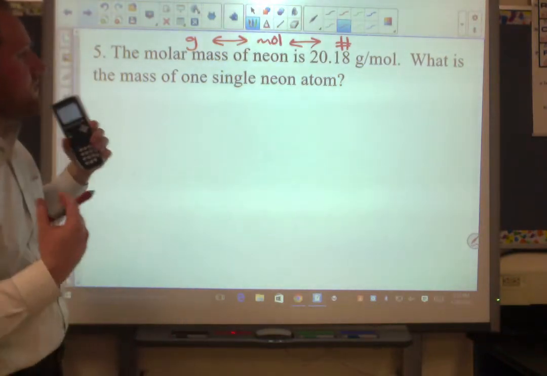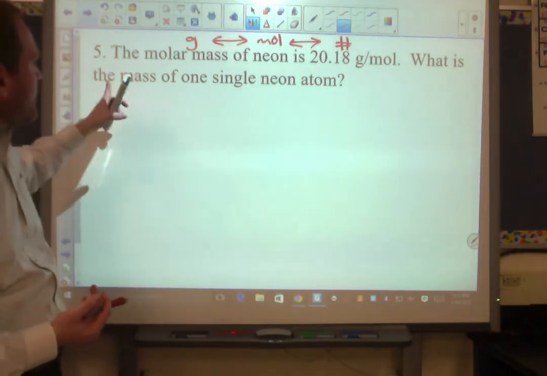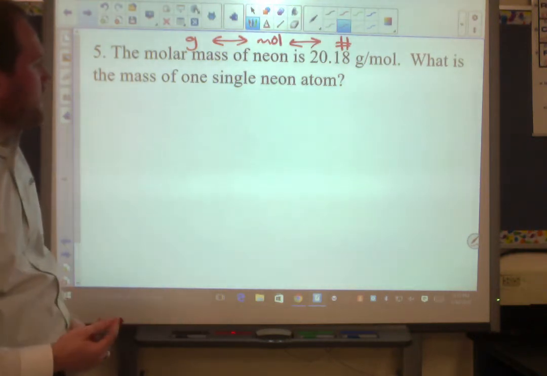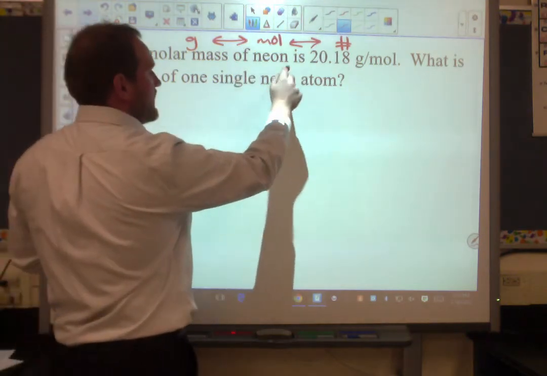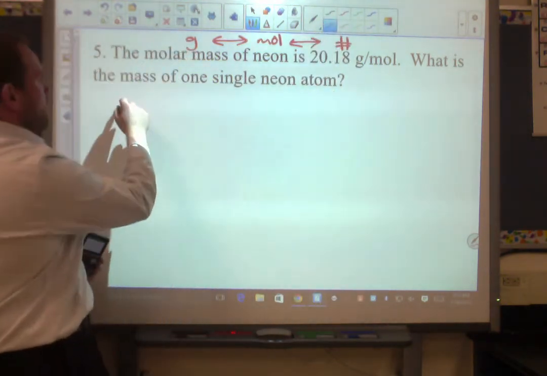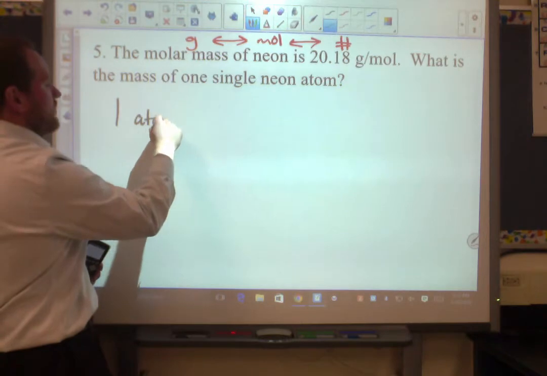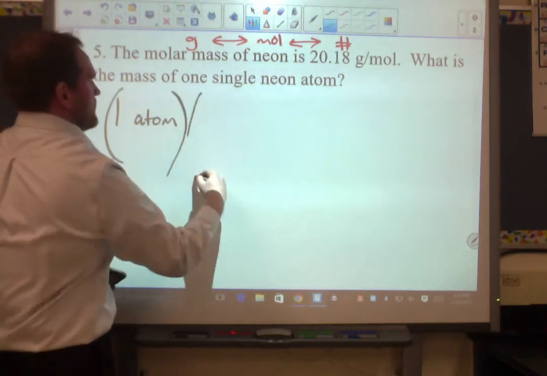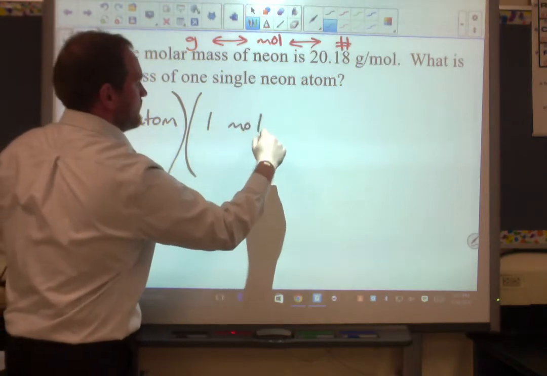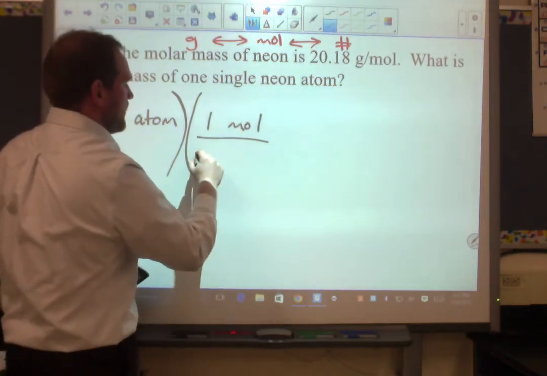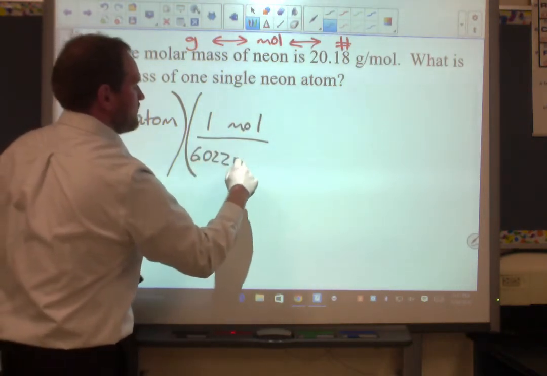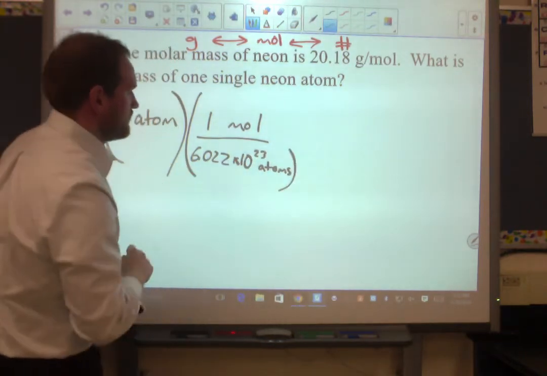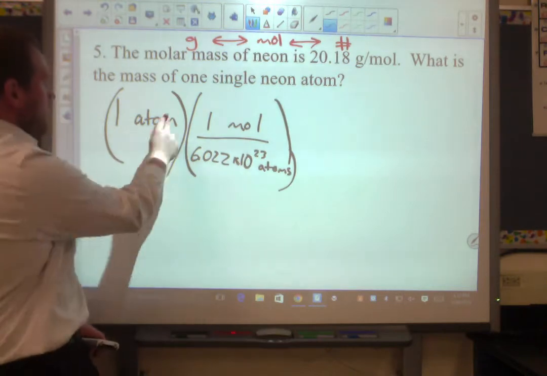So you want to set up your starting point. We're looking to get mass. Grams is what we're looking to find. What are we starting with? One single neon atom. So, one atom. That's our starting point. We need to turn this into moles. Times 1 mole divided by 6.022 times 10 to the 23rd atoms. Okay, 1 atom cancels this many atoms.